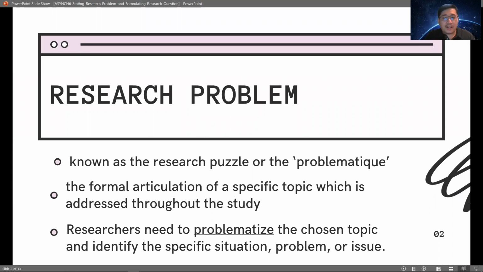You need to identify these three. You need to identify what the specific situation is in your chosen research problem. You also need to identify the problem, not the problem per se, the problem that is being expressed. And you also must identify the issue that you want to focus on in your chosen research problem.